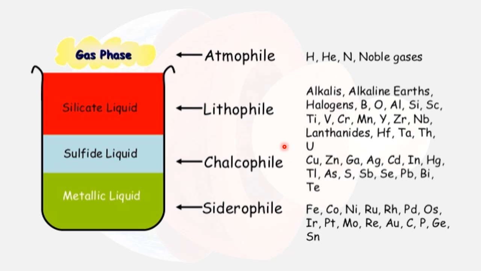There are elements which show affinity with sulfide liquids. Those are known as chalcophiles, for example, copper, zinc, gallium, etc. Then there are elements which show affinity with iron. Those are known as siderophiles. These include iron, cobalt, nickel, etc.